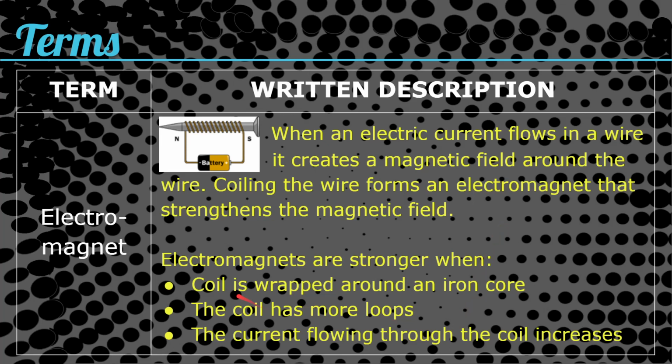But these electromagnets are going to be stronger when your coil is wrapped around an iron core. Okay, and that's because, yes, the wire does generate a magnetic field. However, it's still not as strong unless you strengthen it by adding something like a magnetic core.